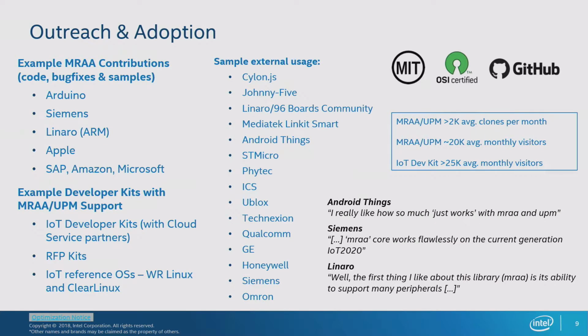So how far do these projects go? With MRAA, I can give you some example contributions, bug fixes, and other samples that were added to the projects from Arduino, Siemens, Linaro, and the ARM community, which is really active with the project. They've added basically all their 96Boards to the project, and they use them actively as well. Also Apple, SAP, Amazon, Microsoft, and other cloud service providers and partners. We actually develop kits with them at times, like for instance the RFP kits, request for proposal kits.